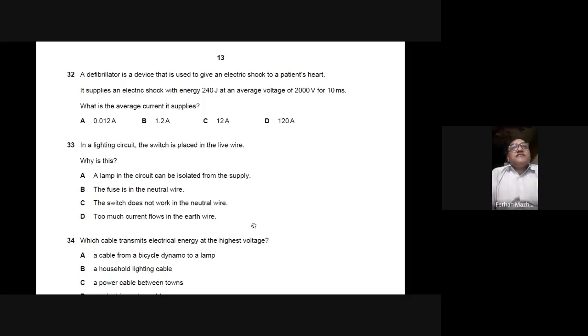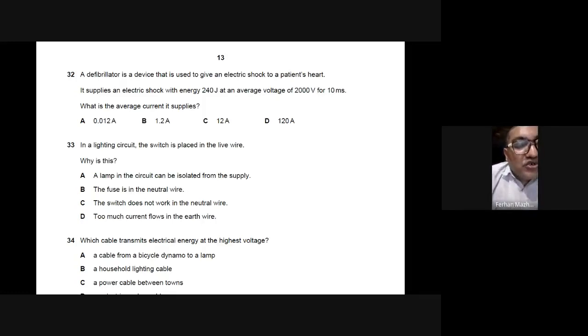Defibrillator is that device. So a defibrillator is a device that is used to give an electric shock to a patient's heart. It supplies an electric shock with energy 240 joules at an average voltage of 2000 volt for 10 millisecond. What is the average current it supplies? Okay, so voltage equals energy divided by charge. Remember that formula.